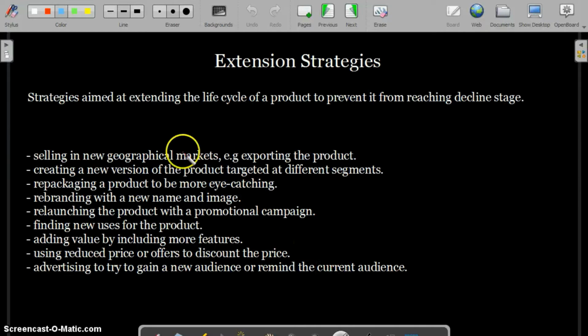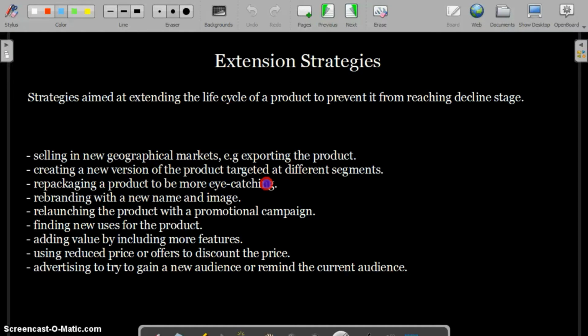These are strategies aimed at extending the life cycle of a product to prevent it from reaching the decline stage. That's the basic definition you can give for a 2 mark question. So basically you try to extend the life cycle, like before it reaches decline you want it to start growth again and then reach maturity, and as it starts to decrease you again start it to grow and again reach maturity. So how is that achieved?